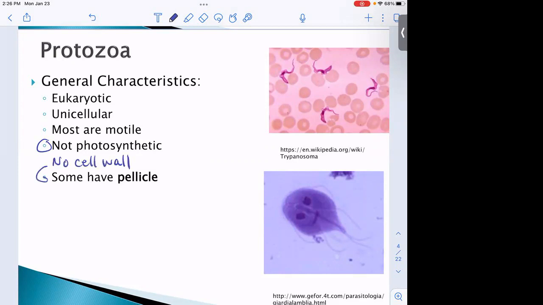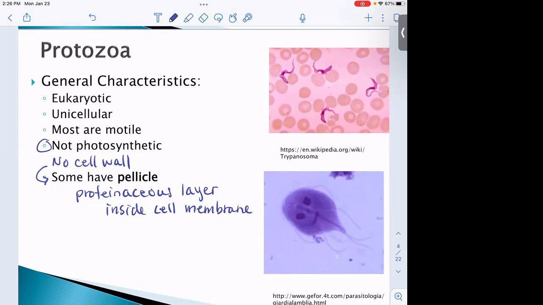Now, some of them have something called a pellicle, which is a proteinaceous layer just inside the cell membrane. You might think it would be on the outside, but it's actually on the inside. So some of them have this pellicle just to strengthen up their outer layer, I guess, and provide a little bit of rigidity.